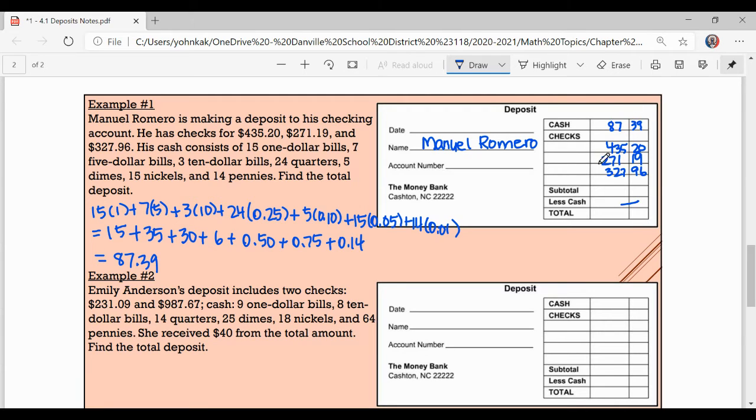So now we're going to add these 4 values up, and that's going to go in my subtotal. So when I add them up, I get $1,121.74. If I had any cash that I was receiving back, I would put it right here, and I would subtract it, if I had any, but I don't. So our total deposit is $1,121.74.